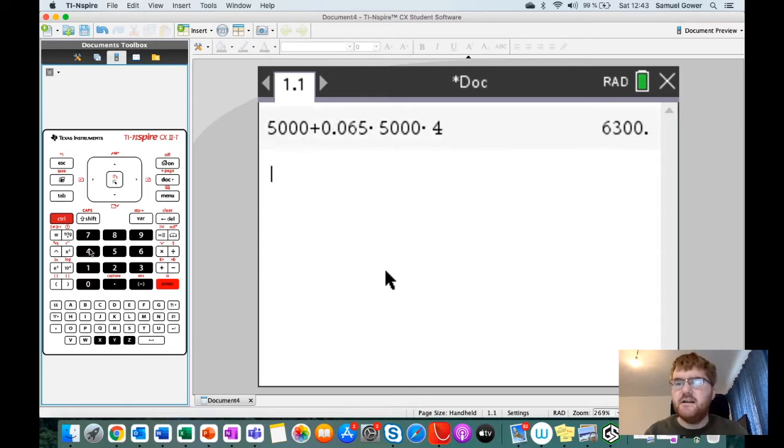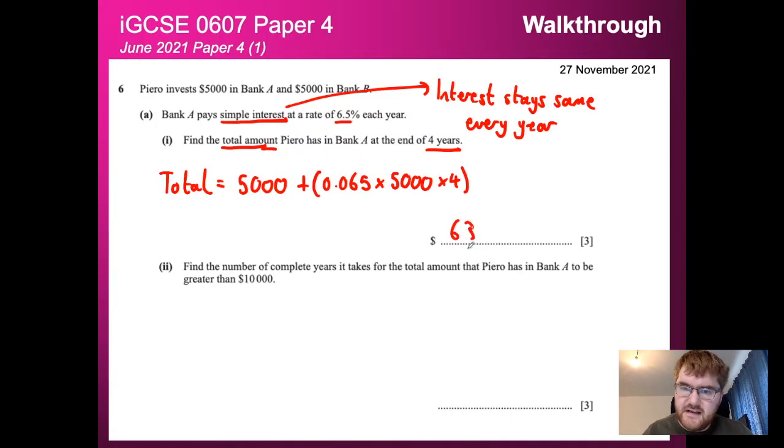And if we put this into our calculator, as you can see here, we get our final answer of $6,300. This second part of the formula we're going to use in the very last part of the question as well. So we write in $6,300 for our 3 marks. And now we need to find the number of complete years it takes for the total amount that Piero has in Bank A to be greater than 10,000.